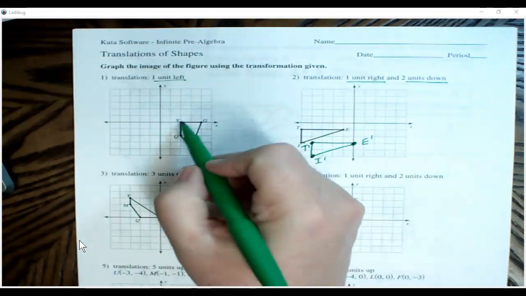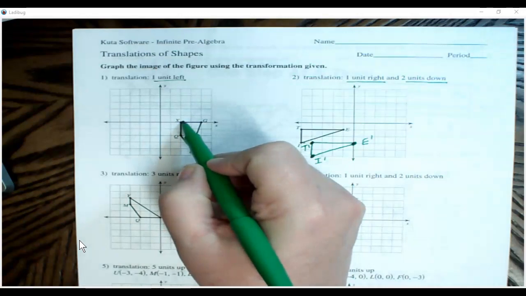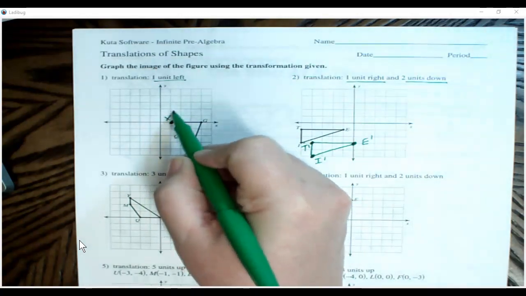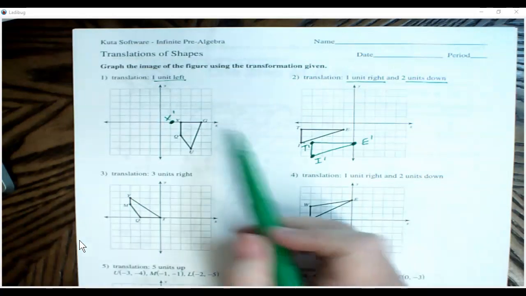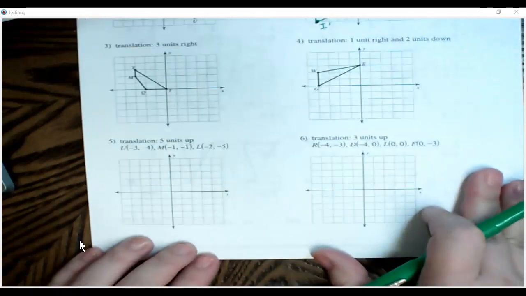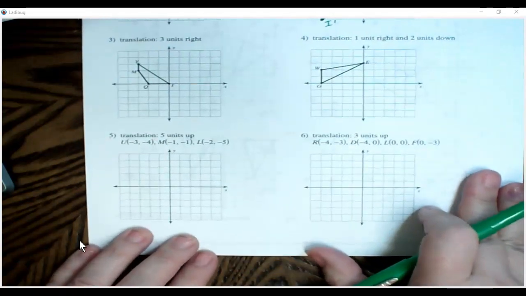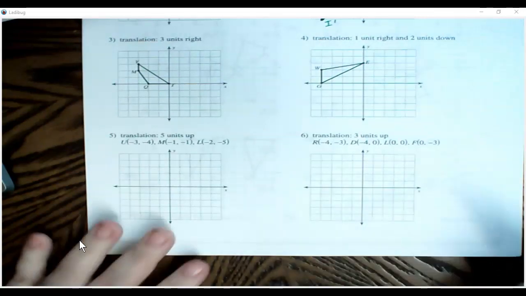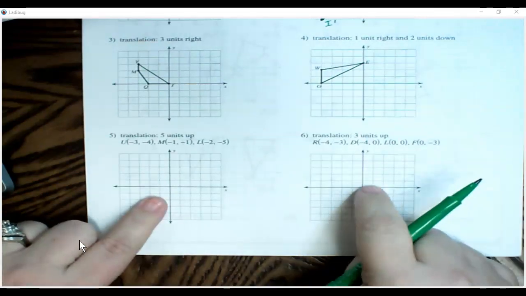So for example, X now becomes 1 unit left. That would be X prime. Continue that for the rest of the points in that shape, and then connect your dots, which will give you your new prime figure. Okay, let's look at the bottom section. 5 and 6. They want you to graph the image of the figure using the translation. There's 2 ways you can do 5 and 6.